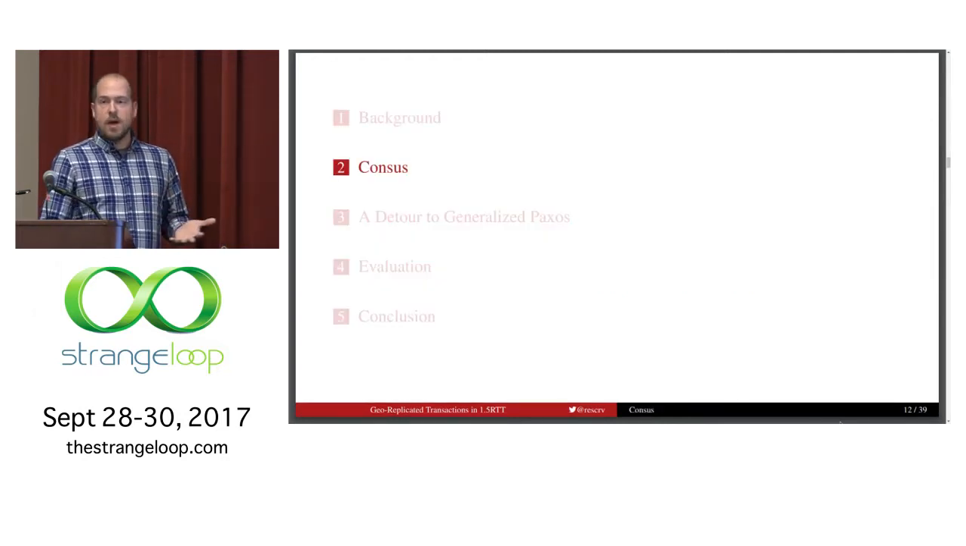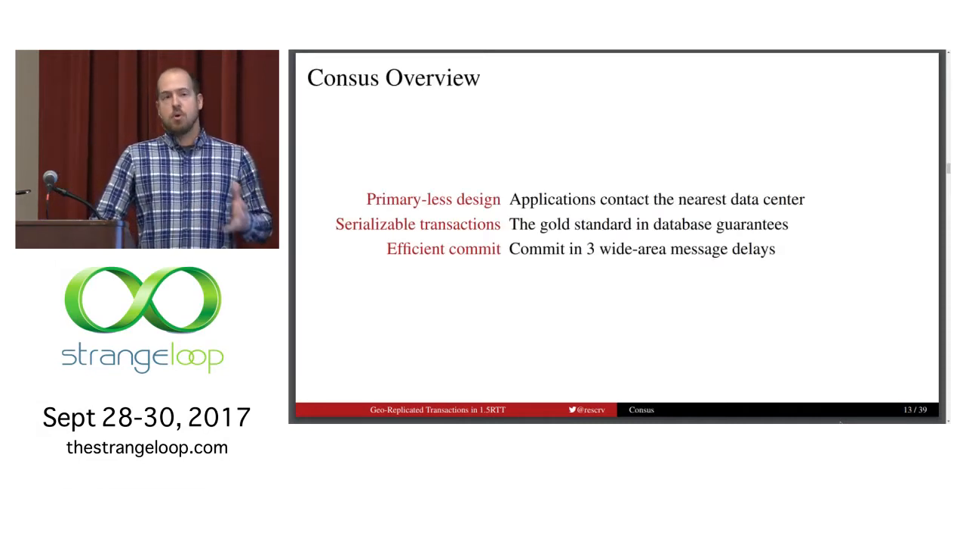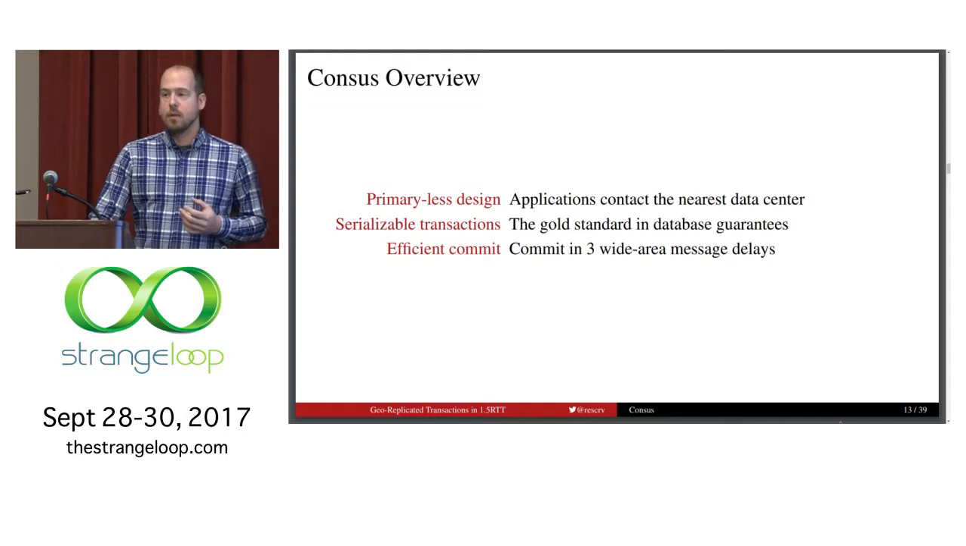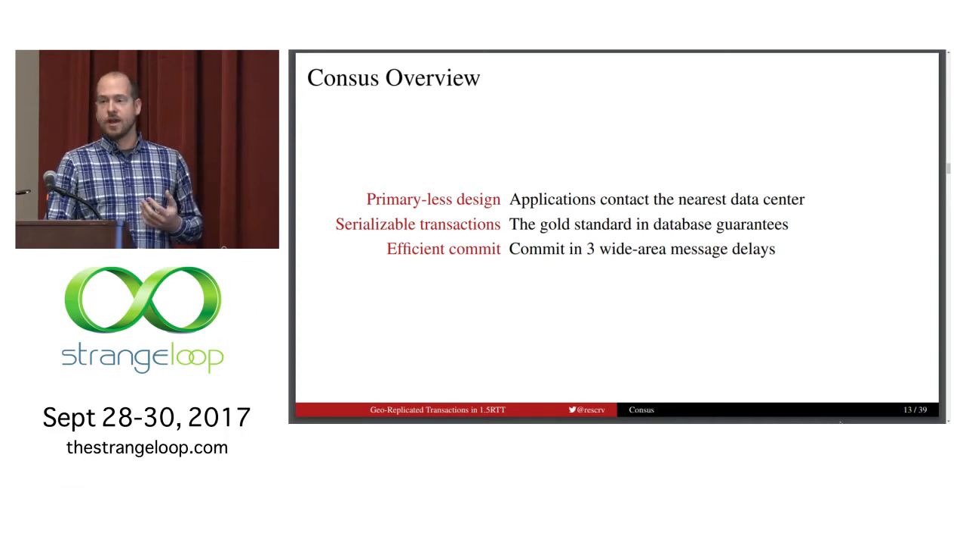So I'm going to tell you about a different point in this design space called Consus. I wanted a primary-less design. The idea of primary backup doesn't really appeal to me because I don't want to take an availability hit. And since I was doing this in the context of a PhD, I get to make my own constraints.